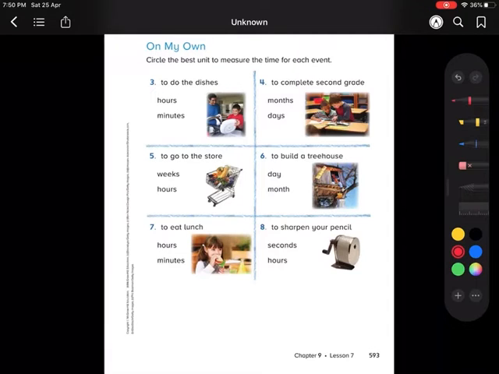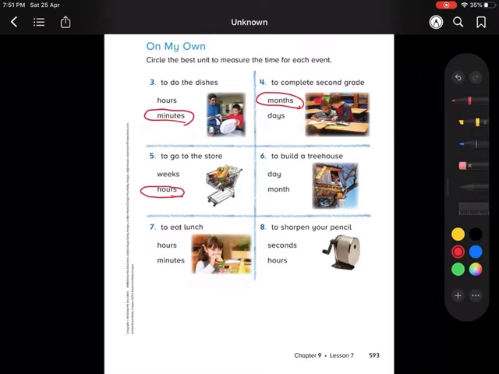What about to do dishes? Minutes or hours? I think in Ramadan you need hours to finish washing the dishes. But on a daily basis, minutes. To complete second grade, you need months or days? Of course, months. To go to the store, weeks or hours?